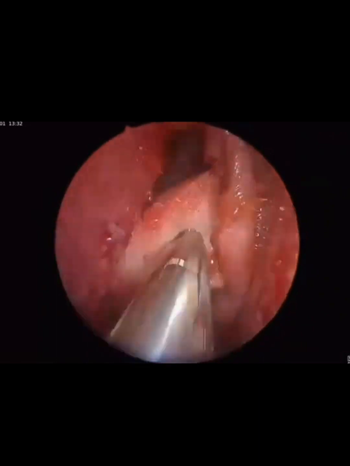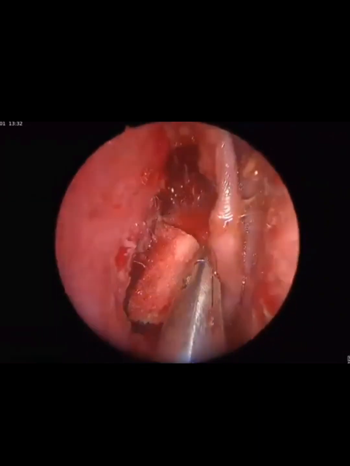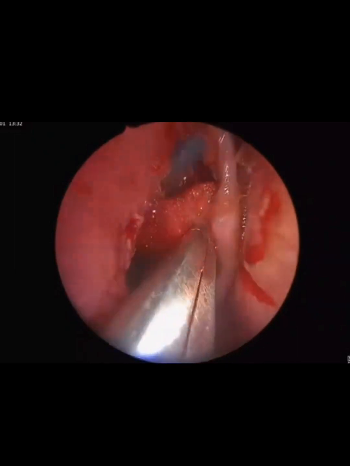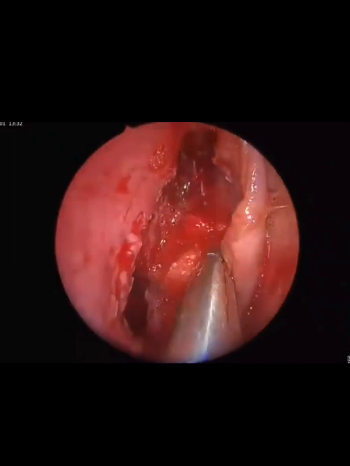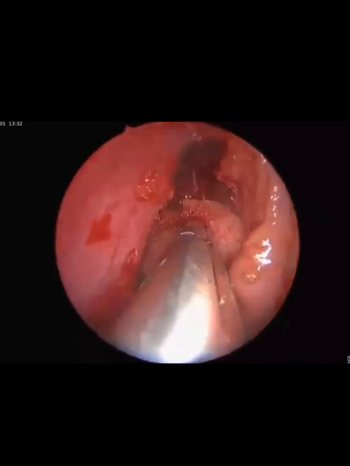In sinus surgery, bleeding is always there. So prepare yourself for bleeding. Don't do much work during bleeding. Keep Merocel. Keep time for yourself and time for the patient. Don't be in a hurry. Okay.